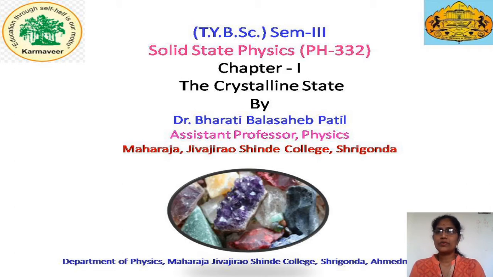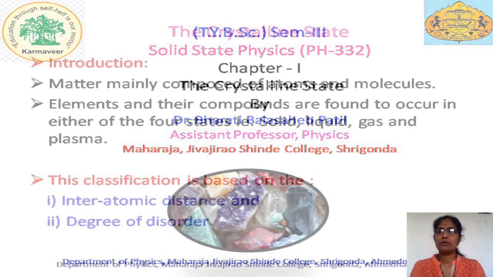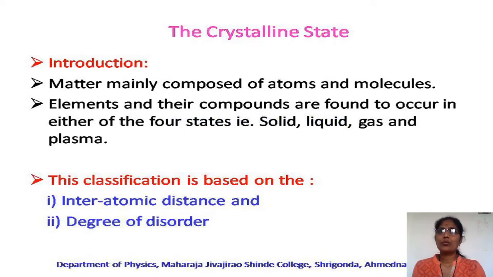Its code is PH332. From today, we are going to start our new chapter, that is chapter 1, the crystalline state. In this chapter, we are going to cover the terms related to crystallography. For example, lattice, basis, unit cell, types of unit cell, Bravais lattices, two-dimensional Bravais lattices, three-dimensional Bravais lattices, characteristics of unit cells, then symmetry elements, Miller planes, reciprocal lattices, etc. So let's start our chapter with the introduction.